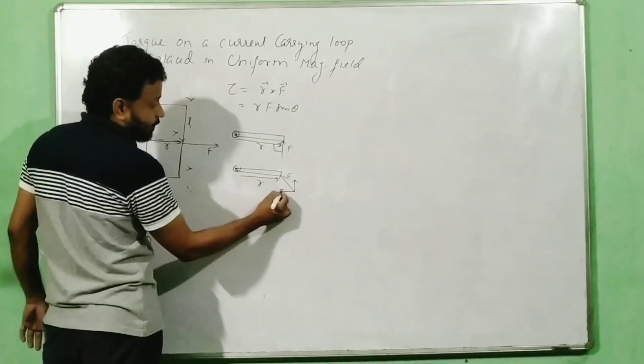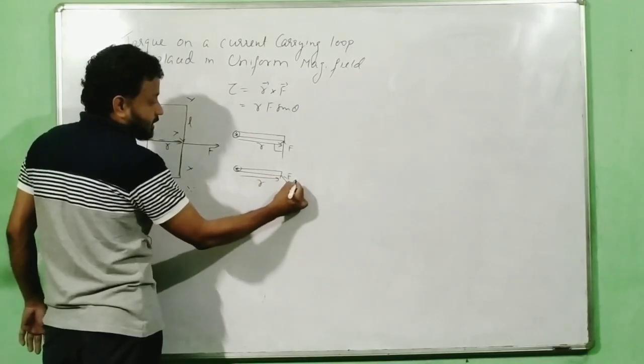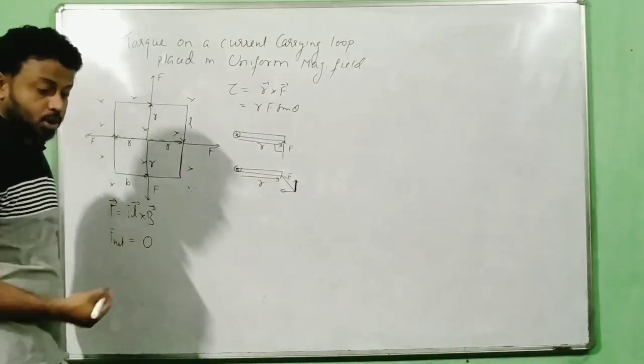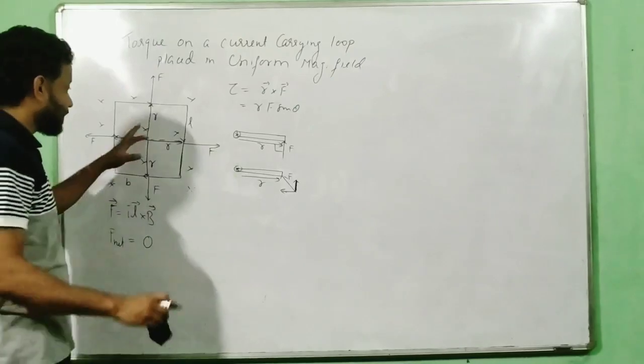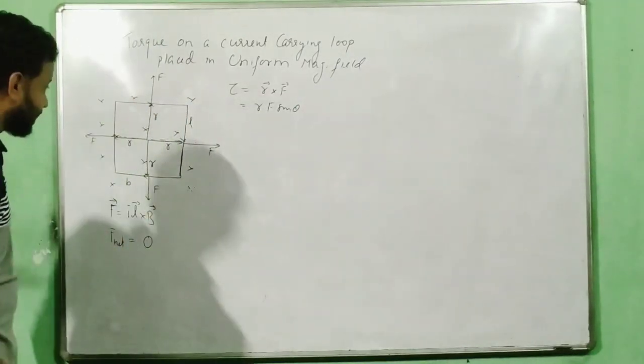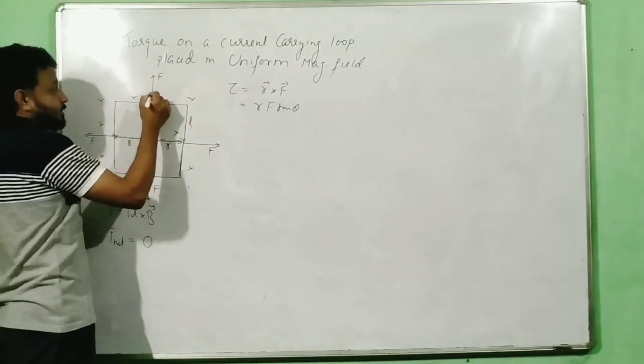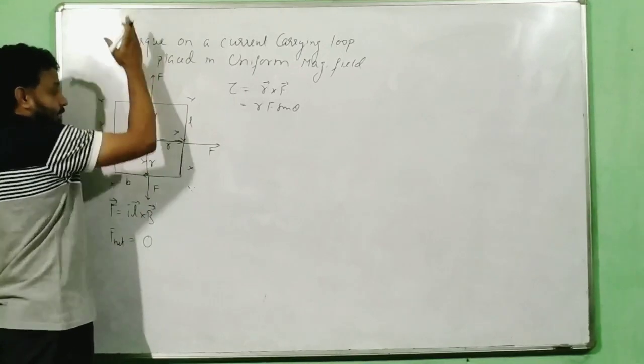This component of F will be parallel to R, but this component of F will be perpendicular to R. So it is the perpendicular component which creates the torque. Over here, if you can see at this instant, particularly over here, R and F both make an angle of 0 degrees. So here also R, F are parallel.